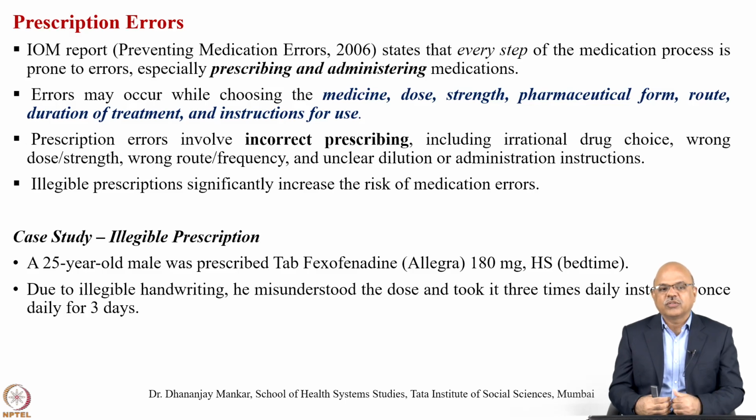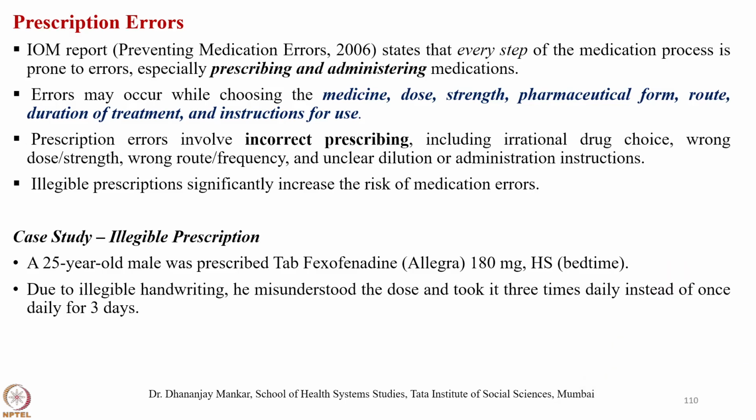Now we can discuss a case study of an illegible prescription. A 25-year-old male was prescribed tablet fexofenadine, which is Allegra, 180 milligram, and HS, that is bedtime, which is to be taken as the last dose of the day. So what happened? Due to illegible handwriting, the patient understood the dose wrongly and he took it 3 times a day instead of only once daily, that too for 3 days.